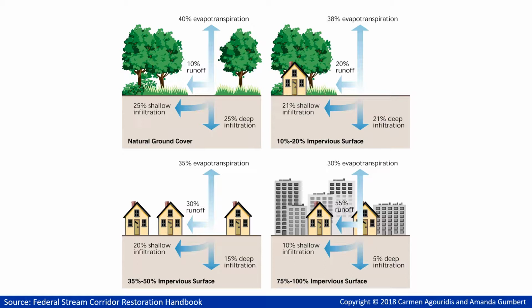Further increasing neighborhood density up to 1/8 acre lots increases the percentage of impervious surface to 35 to 50%. Runoff is then increased by 10% or more, even up to 30%. At 75 to 100% impervious area, which is like portions of downtown Lexington, about 55% of the rainfall becomes runoff. In essence, as the amount of impervious surface in a watershed increases, infiltration and evapotranspiration decrease while runoff increases. And this increase in runoff can be substantial.